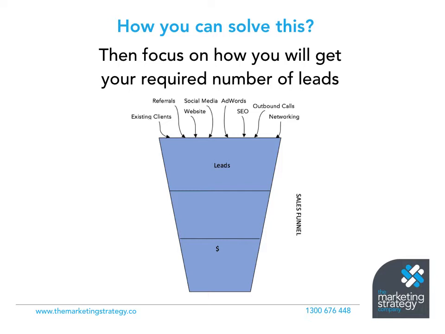You might get 2 or 3 from existing clients, 3 or 4 from referrals, 5 from your website, a couple from social media. You might get 5 or 6 from AdWords, a couple from SEO. You might do 8 or 9 from outbound calls. You might get 5 or 6 from networking. Now all of a sudden you've got a way of getting your 30 leads, which you can then convert ultimately into those 2 clients.